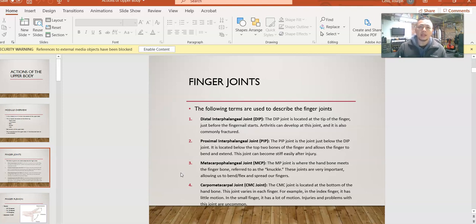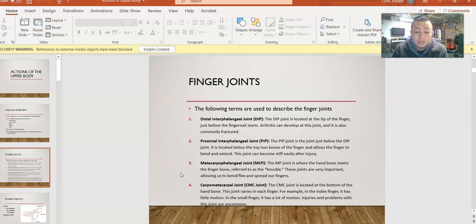In the quiz and in the midterm and final, we'll talk about different parts of your finger specifically. So when I refer to a DIP, a PIP, MCP, CMC joint, so on and so forth, you can find out what that means here. Distal interphalangeal joint is a DIP, is located at the tip of the finger just before the fingernail. So it's the joint furthest out, most distal from your body, okay? The proximal interphalangeal joint, the PIP, is the joint just below that one. So it's this joint here, the middle.